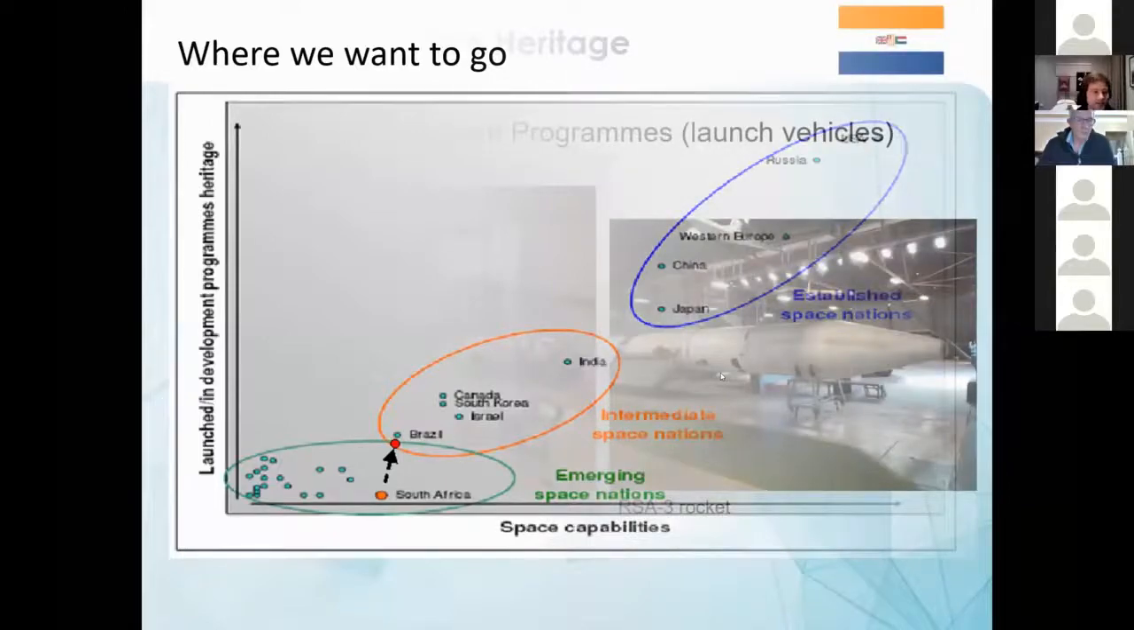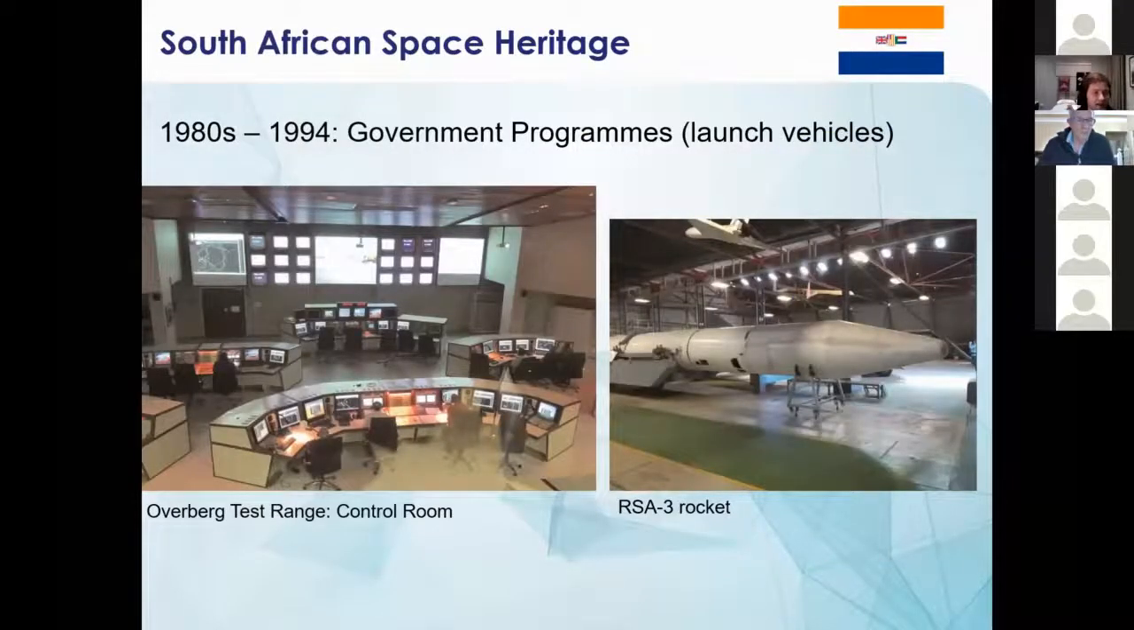So it all starts actually with the previous government in the 1980s, when South Africa decided that we wanted a space program, which was tightly linked to military goals. We actually had nuclear weapons and we were building ballistic missiles, a bit like North Korea maybe is doing at the moment, to put it in a negative way. But back then, some very impressive facilities for the time were developed. On the left-hand side, you can see the control room of the Overberg test range, which is near Arniston, I believe. And on the right-hand side is one of South Africa's original rockets, the RSA-3, and this one is in a museum in Pretoria, I believe.